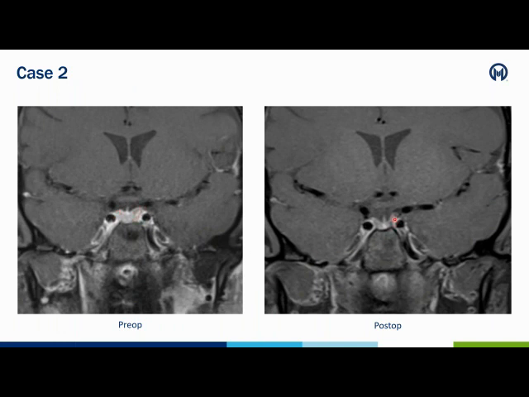This is the delayed post-op MRI. You can still see that she has an intact pituitary gland, because we make all the effort necessary to preserve gland tissue and avoid hypopituitarism, and there are no signs of residual tumor there.